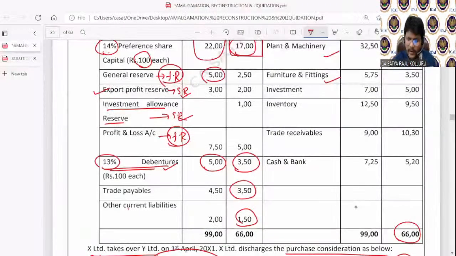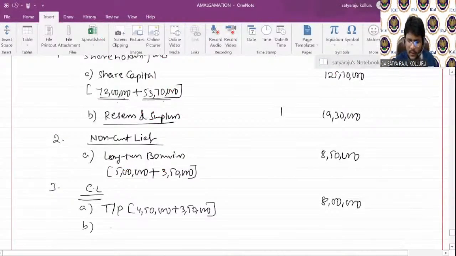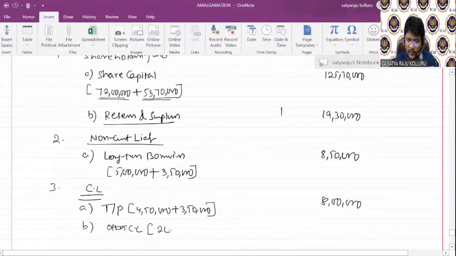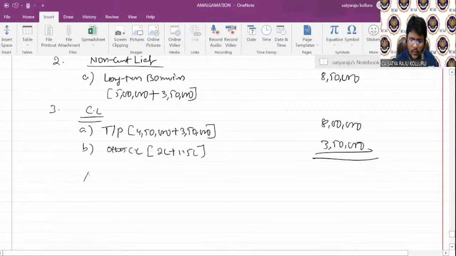So after that, other current liabilities. How much? 2 lakhs plus 1,50,000. So total is 3,50,000. This is the total of liabilities. Coming to assets, you can write all in your examination.